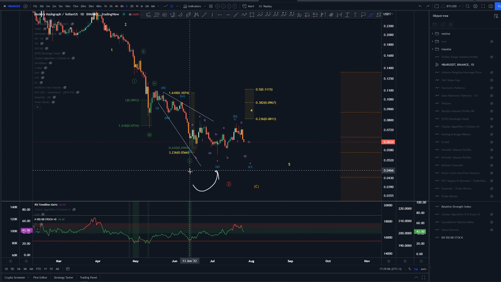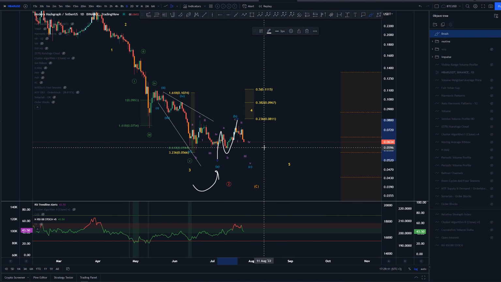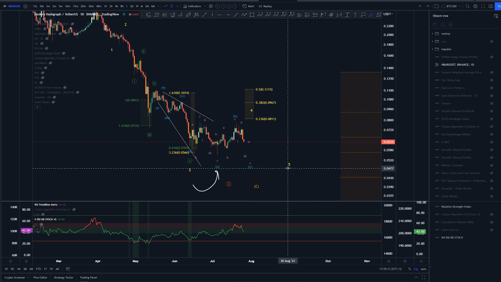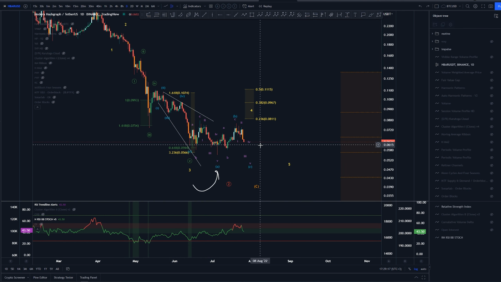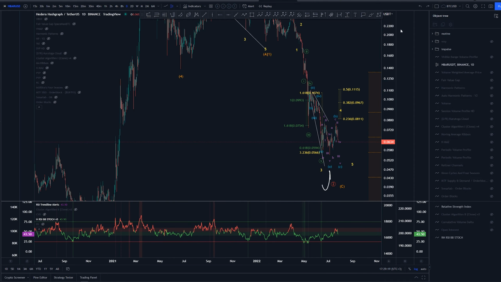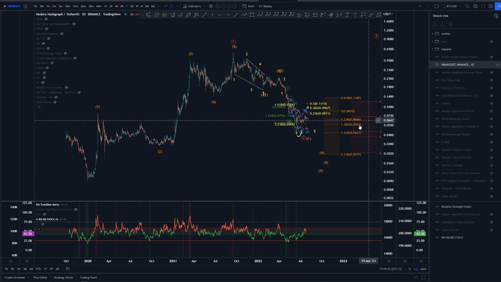At that point I would move the wave 3 here and have this as the wave 4, and then impulse down for the wave 5 to complete it here. But again, we'll see how it turns out. But that is pretty much everything I wanted to share on HBAR today.